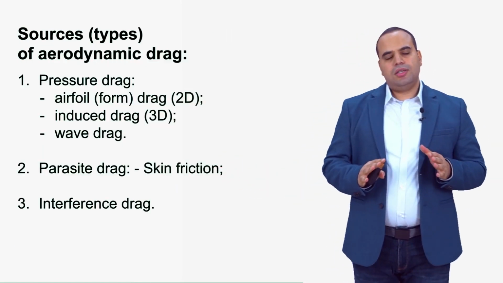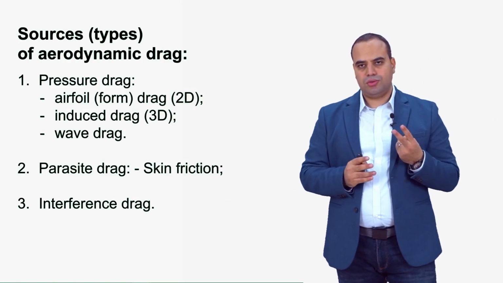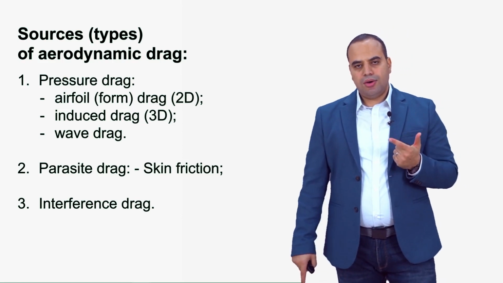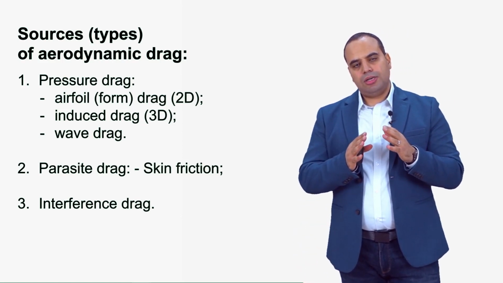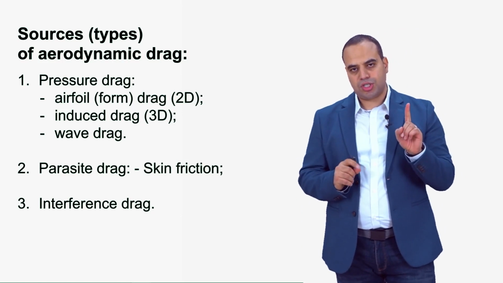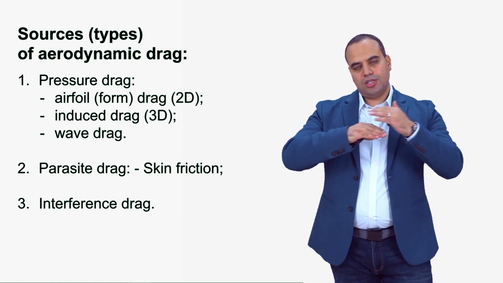So again, to summarize, the sources of aerodynamic forces from the point of view of physical flow, we have two sources. We have the pressure distribution and the shear stress distribution. Now, if we talk about the lift force as an aerodynamic force, it has only one source, which is the pressure distribution, which is the difference in pressure between the bottom surface and the top surface, right?